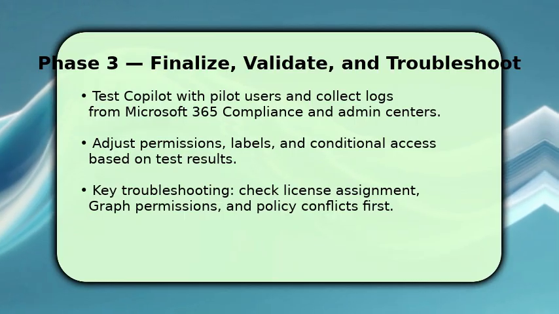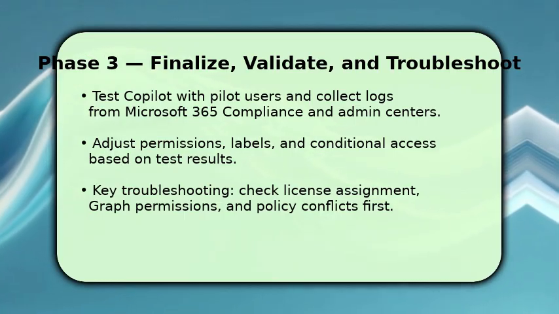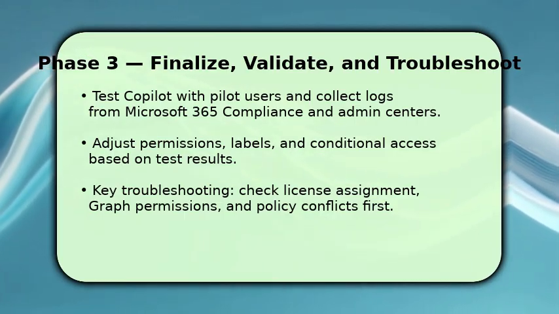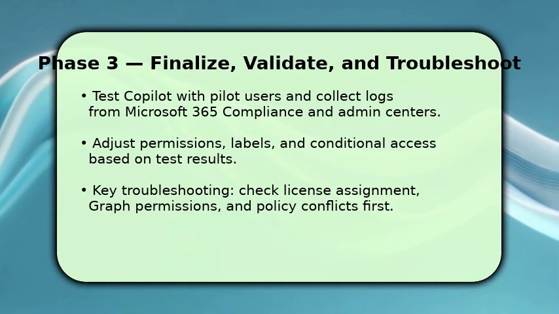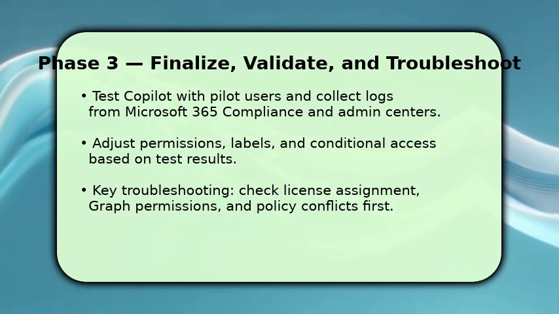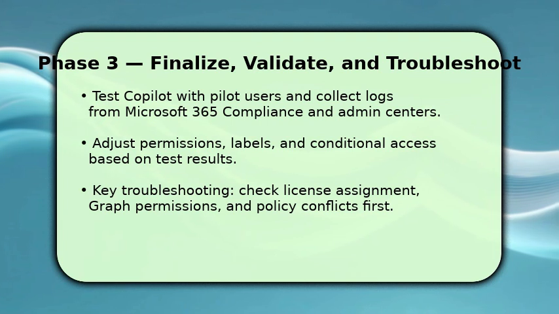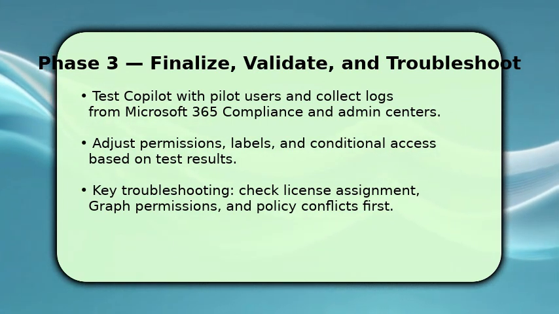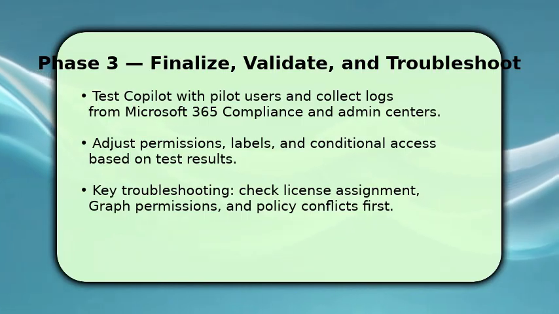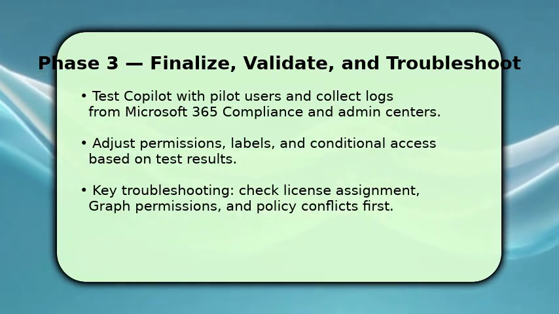Validate that Copilot can access labeled documents and respects DLP. If it fails, recheck license assignment, Microsoft Graph consents, and conditional access policies first. Once validated, roll out in phases and adjust sensitivity labels or policies as needed. If problems persist, collect audit logs and escalate to Microsoft support with tenant ID and example failure traces.